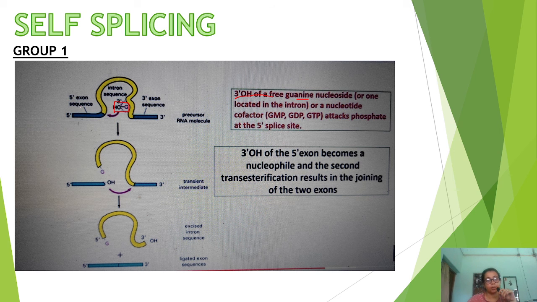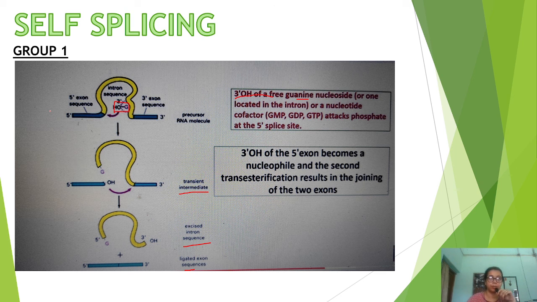Or a nucleotide cofactor GMP, GDP or GTP attacks the phosphate at the 5' splice site. Either this guanine will form a nucleophilic attack or GTP, GDP will form a nucleophilic attack on the 5' splice site. The 3' OH of the 5' exon becomes a nucleophile and the second transesterification results in the joining of the two exons. You must be wondering what is transesterification. That is the bond which is broken down as a result of this splicing. This is known as the transesterification process. And this is the transient intermediate, then this is the excised intron, and this is the ligated exon.